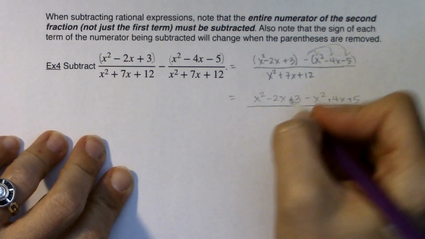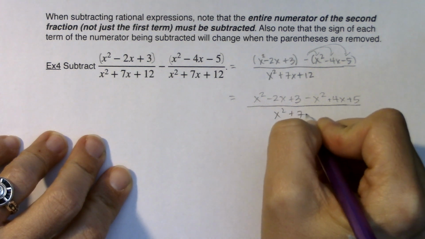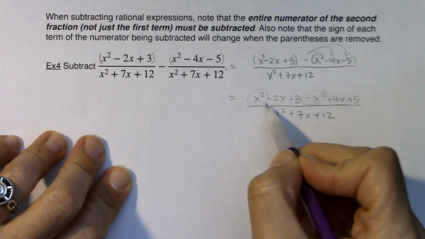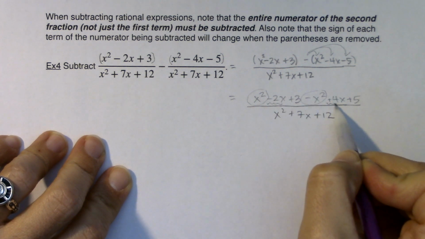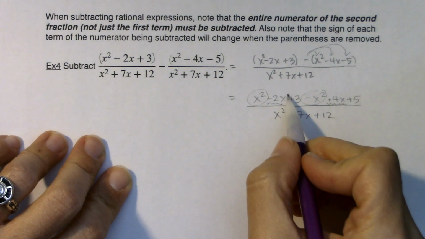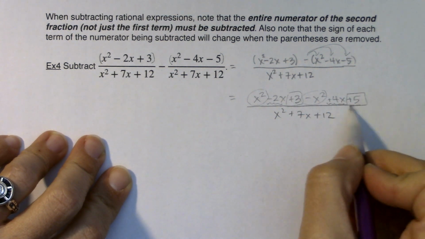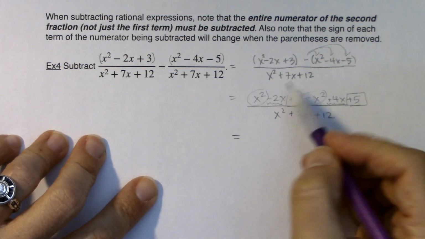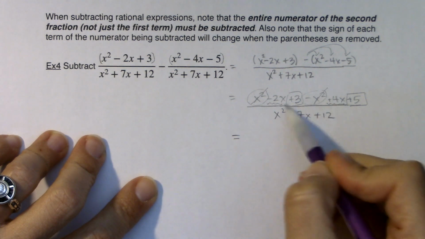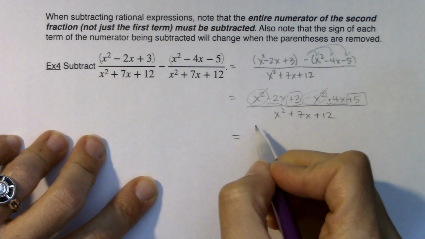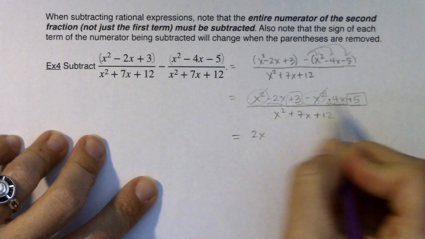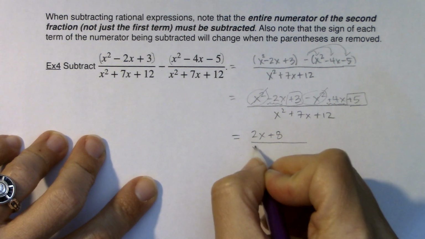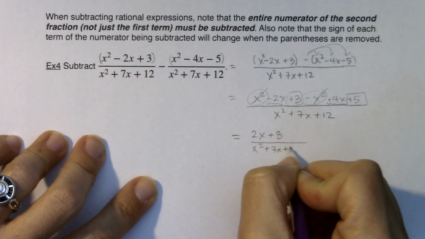And then it's a matter of collecting like terms. So let's see what we've got. All right, so I have an x squared here and a minus x squared here. I have a linear term of minus 2x and another linear term of plus 4x. I have constants of 3 and 5, both are positive, so let's combine these together. So as we start to play this out, the squared terms will cancel. Negative 2x plus 4x is positive 2x. 3 plus 5 is 8, and I've got x squared plus 7x plus 12.